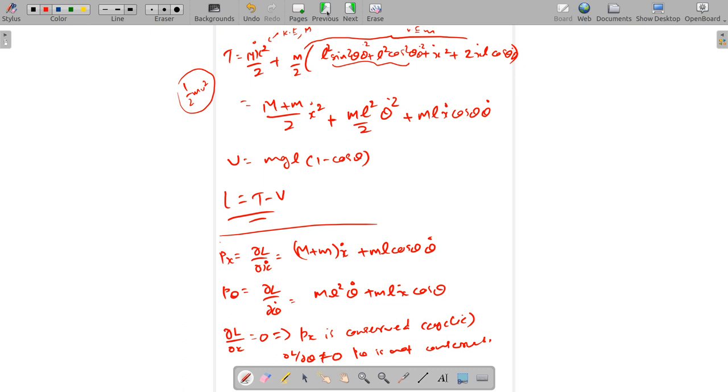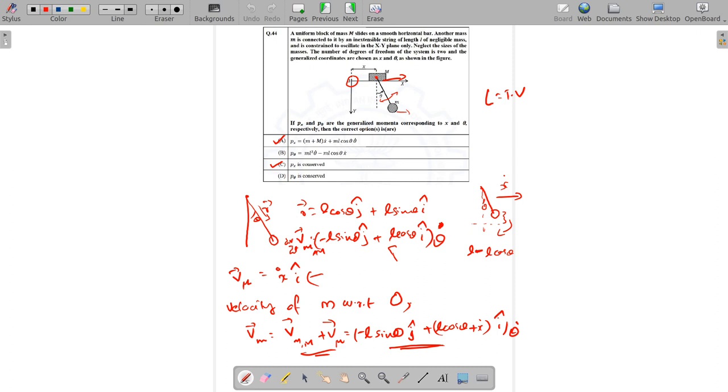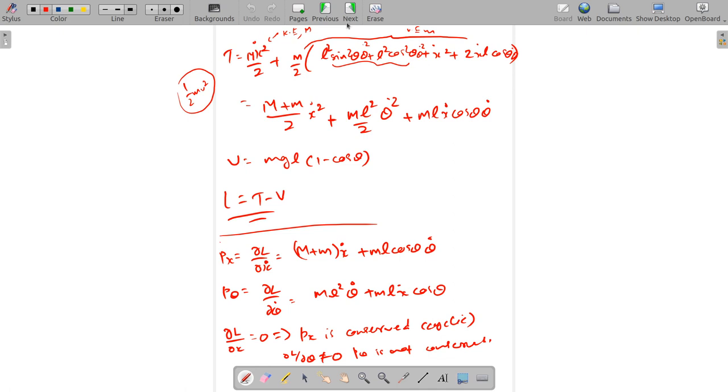And what about potential energy? Given that the block capital M is sliding smoothly on the horizontal bar, there is no friction, so there is no dissipative force, and there is also no potential because it is changing in this direction. Whereas the small mass is oscillating in this way, so there is a gravitational potential energy on that body.